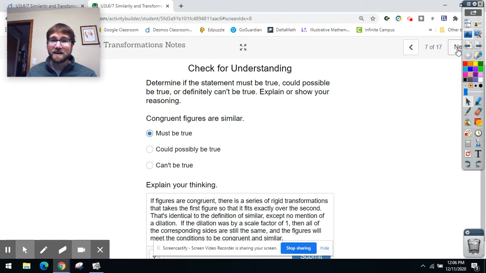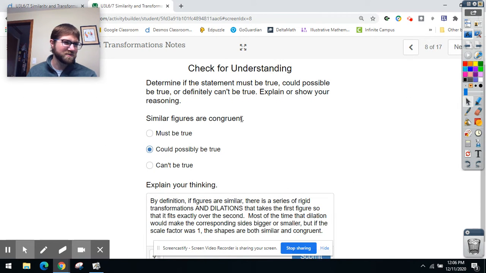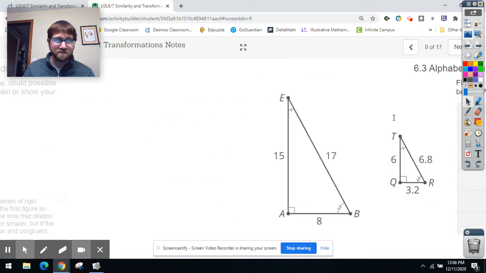Okay, similar reasoning for the second one, except I would say it could be true, although most of the time it won't be, because similar figures don't have to have a scale factor of 1. It could be a scale factor of any number, which will make it bigger or smaller most of the time, and then it's not congruent. But if the scale factor is 1, then it meets both of those conditions.